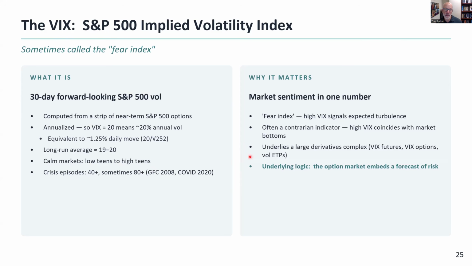And it also underlies a large complex of derivative products. So there's VIX futures, VIX options, or volatility exchange traded products here. But the VIX is also used as an index for other products. And the underlying logic of using the VIX as a signal is that the option market does embed the wisdom of the masses, right, in forecasting future risks in the market.